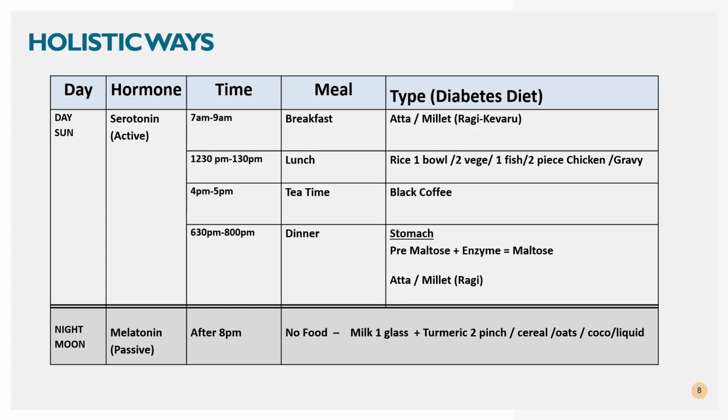So the first thing you must put in your mind is that in the daytime, 7 a.m. to 9 a.m. is your breakfast. This is the time that hydrochloric acid in the stomach is released, so you are supposed to have your breakfast then. 12:30 to 1:30 is your lunch time, 4 to 5 is your tea time, and 6:30 to 8 p.m. is your dinner time. You must make sure you get your meals within these time frames.